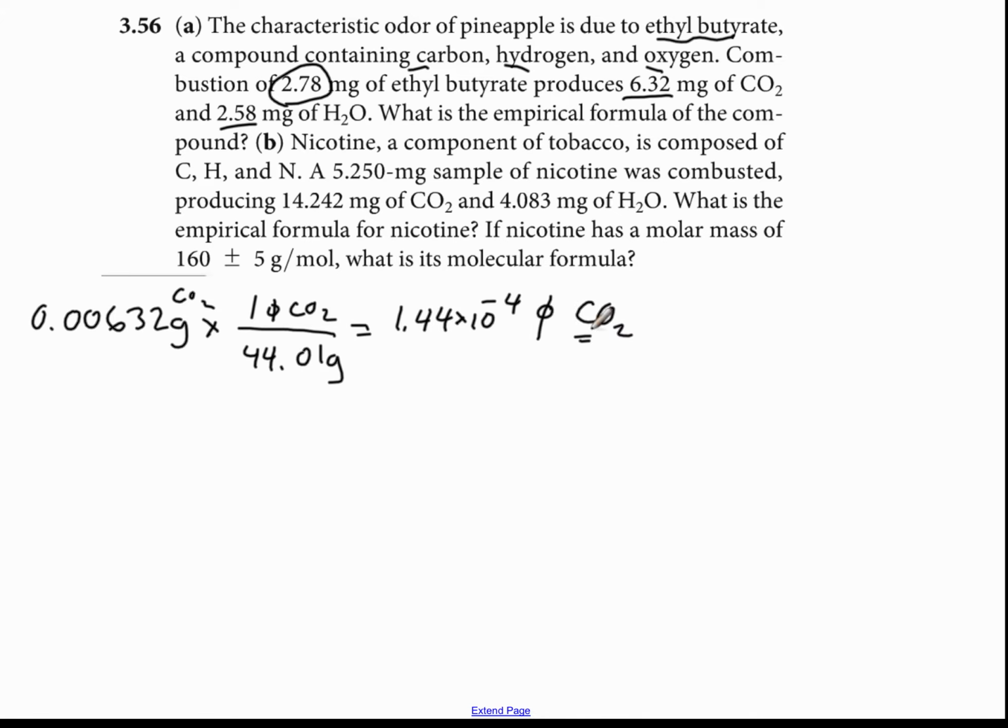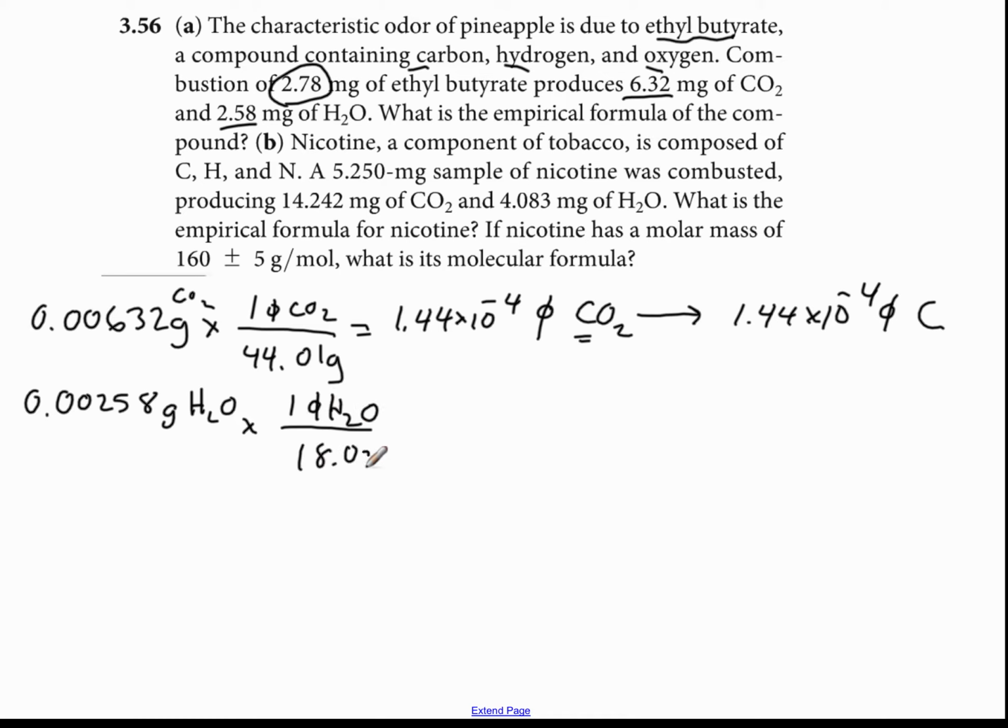And notice that there's one carbon in CO2, so essentially that's going to be the number of moles of carbon that was in the original compound, because that's where the carbon came from. Remember, we only reacted with oxygen, so this carbon must have come from the original compound. Same thing with the water. We take 0.00258, that's 2.58 milligrams of H2O, and convert it to moles by dividing by the molar mass, which is 18.02.